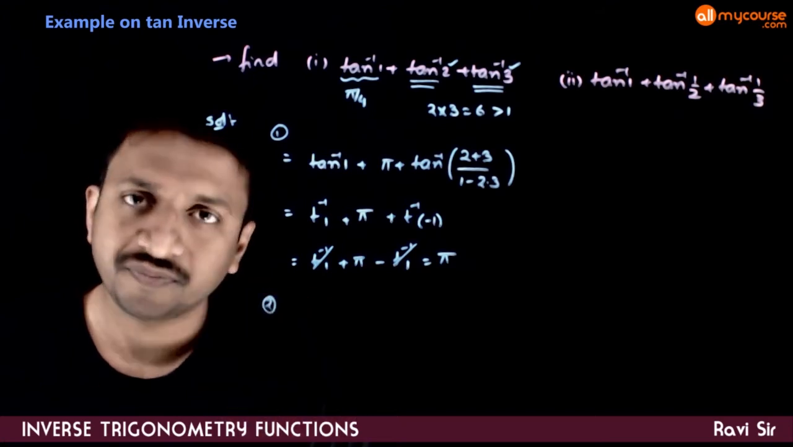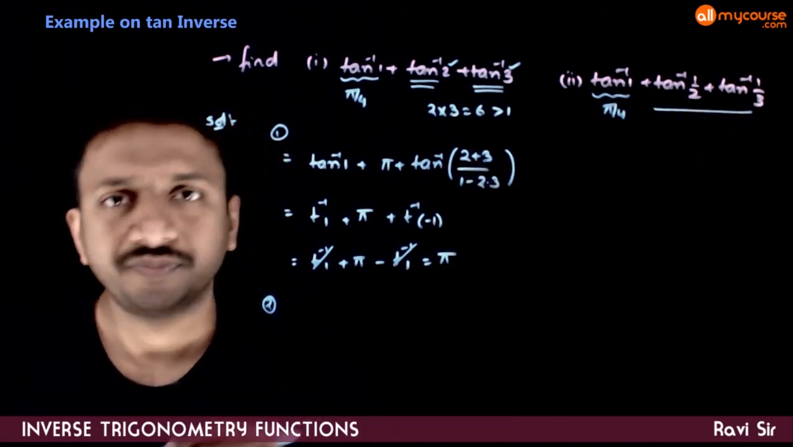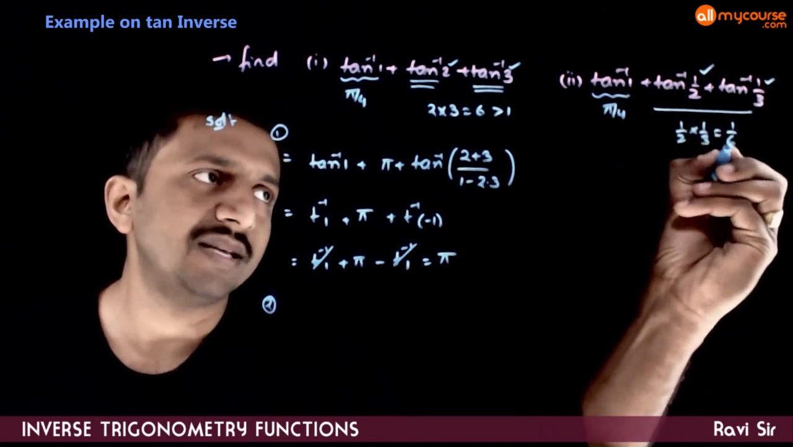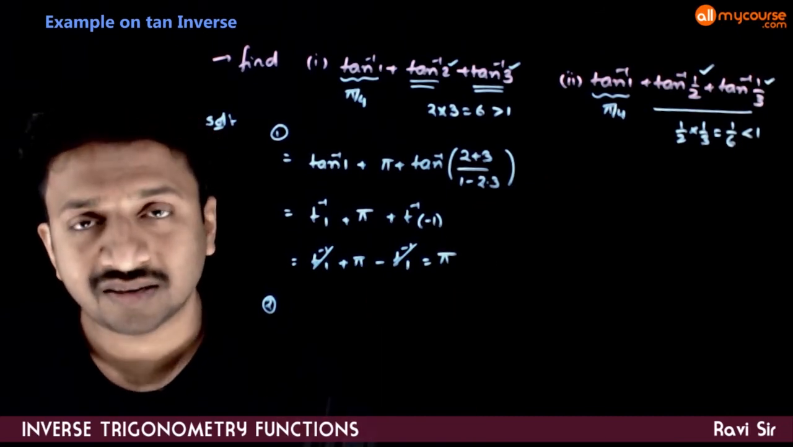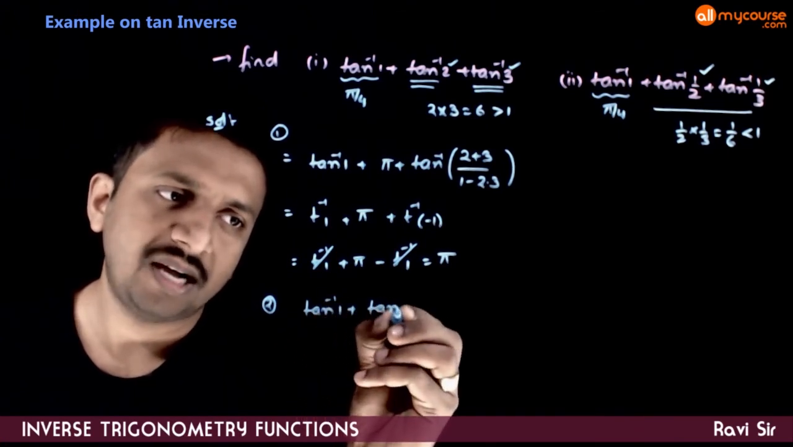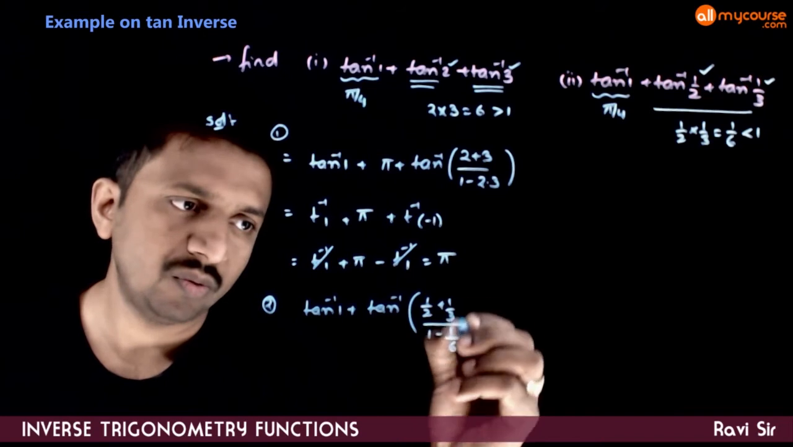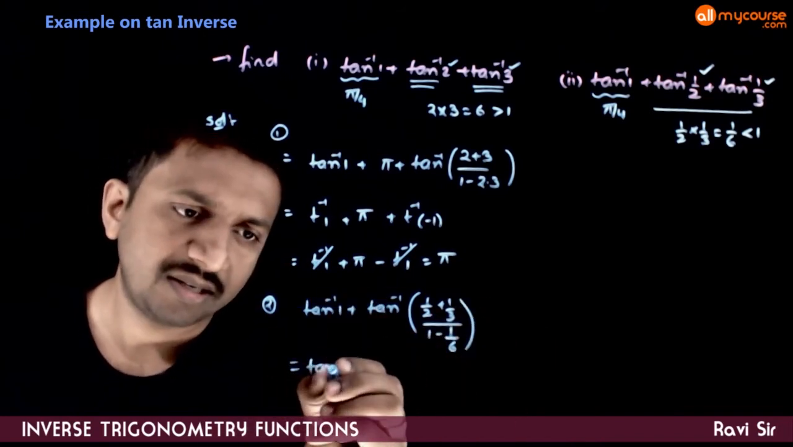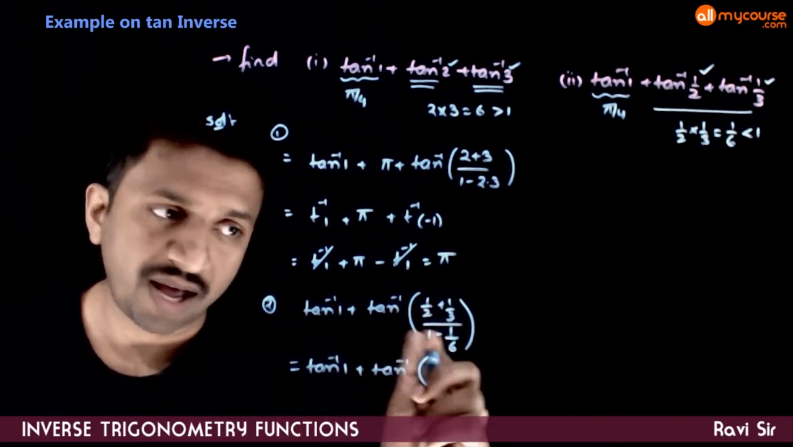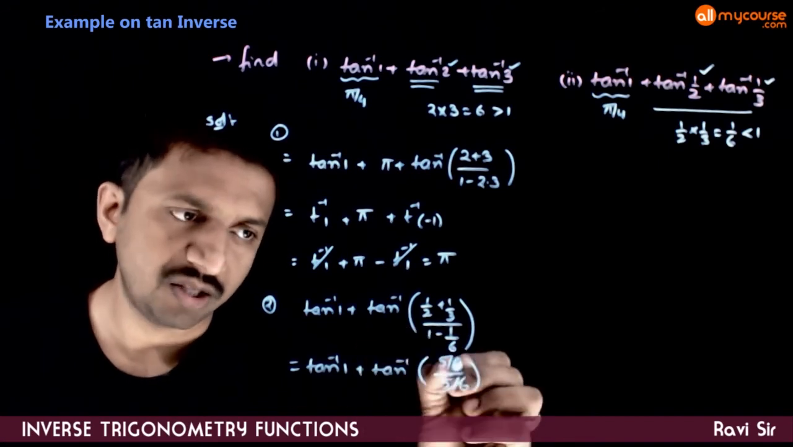Now let us go to the second question. So here also tan inverse 1, you know that it is pi by 4. So let us add these two, x, y. What is x into y? It is 1 by 6, which is less than 1. That means I can now directly apply the formula. So tan inverse 1 plus tan inverse of (x plus y) by (1 minus x into y). That is tan inverse 1 plus tan inverse of 3 plus 2, 5 by 6, by 6 minus 1 is again 5 by 6. These two are getting cancelled.